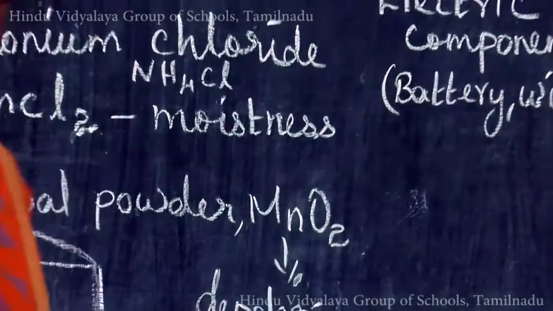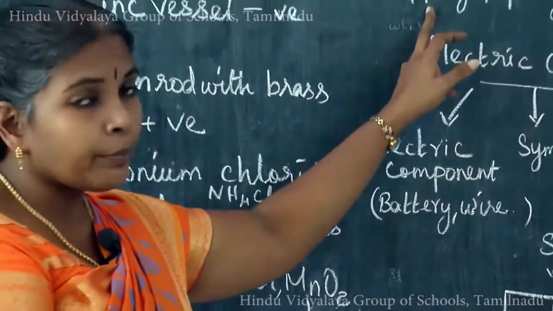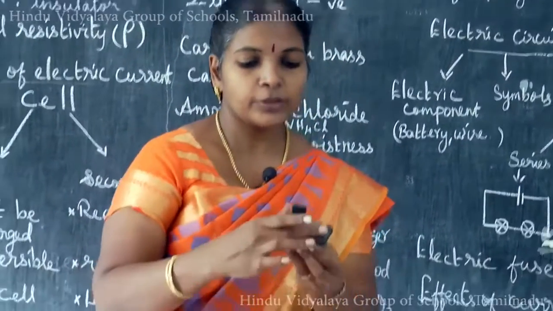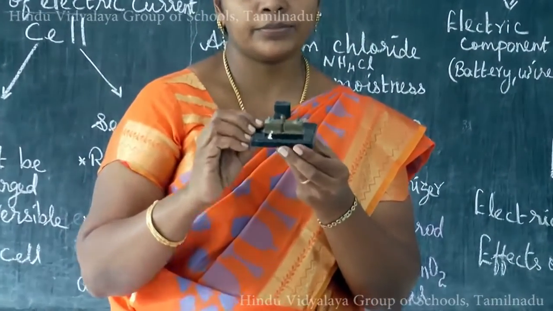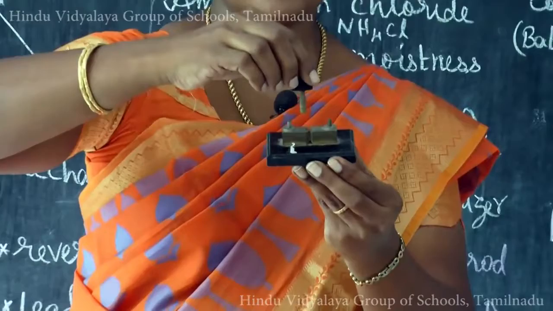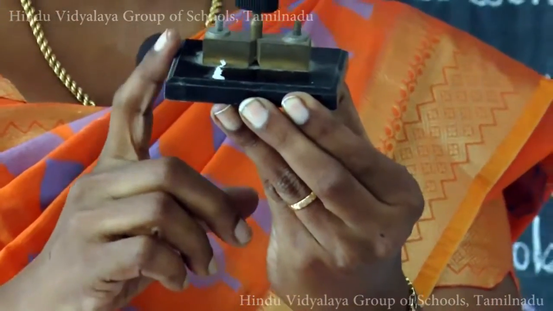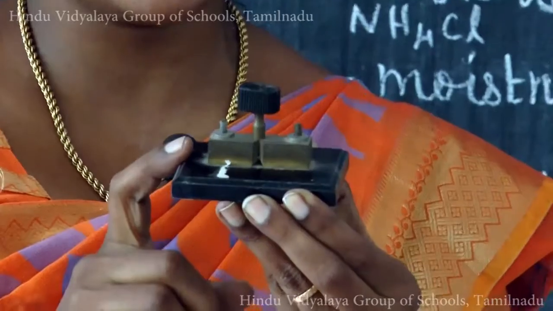The next, plug key and tapping key. These are used in electrical circuit. So, this is a plug key. Where is this type of key used? It is used in electrical circuit.